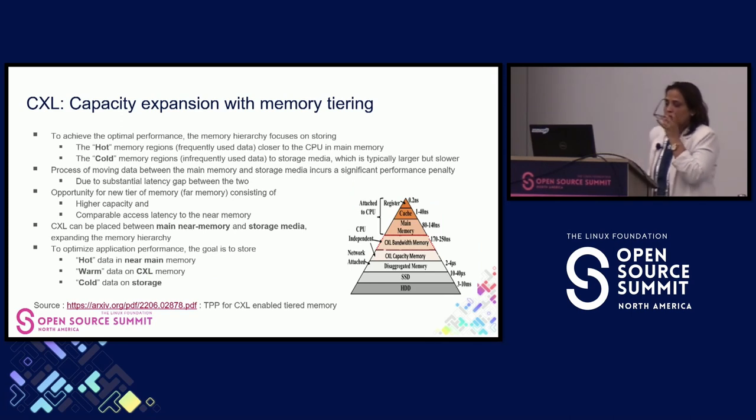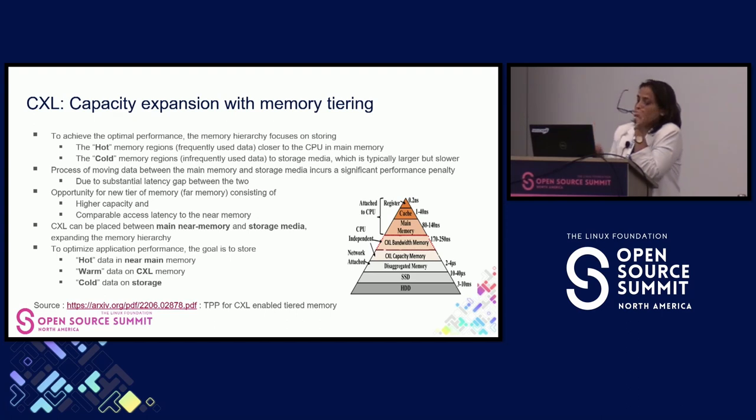Continuing on CPU capacity expansion with memory tiering, this diagram has been taken from the transparent page placement white paper, which has an analysis of CXL memory tiering.